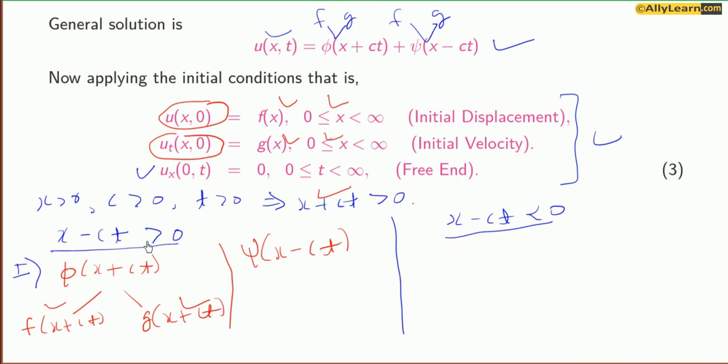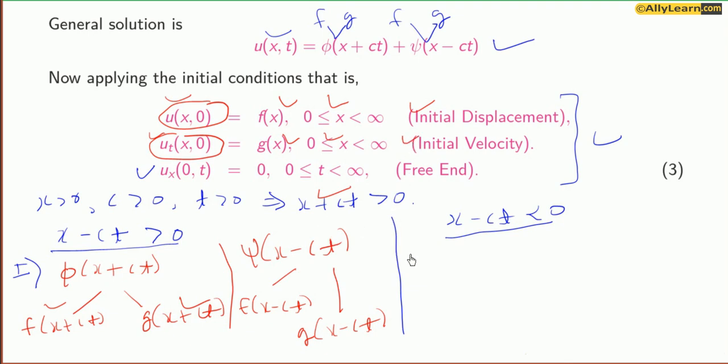Now friends, in this case, since x minus ct is positive, I'll be using the first and second conditions to convert phi of x minus ct into f of x minus ct and g of x minus ct. Since x minus ct is positive and f and g are defined on non-negative real numbers, f of x minus ct and g of x minus ct will be well defined. In this way I will be able to convert psi of x minus ct into f of x minus ct and g of x minus ct. So the first case will be done easily using these two conditions of initial displacement and initial velocity.